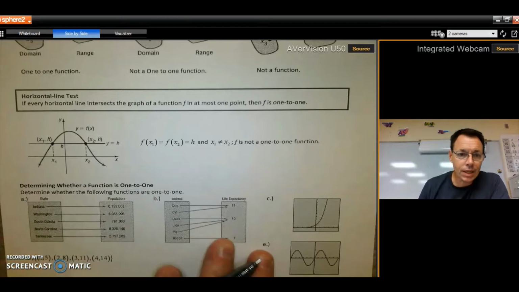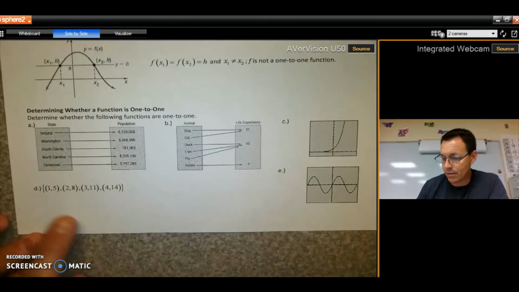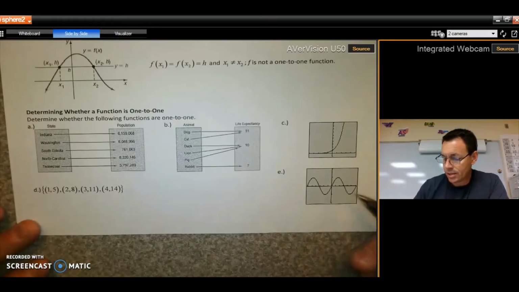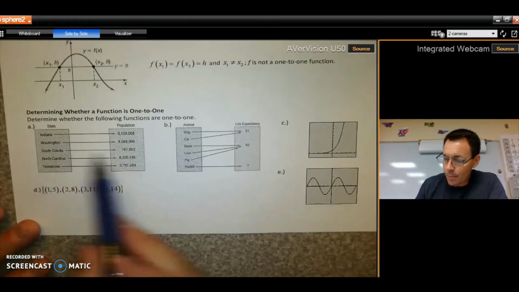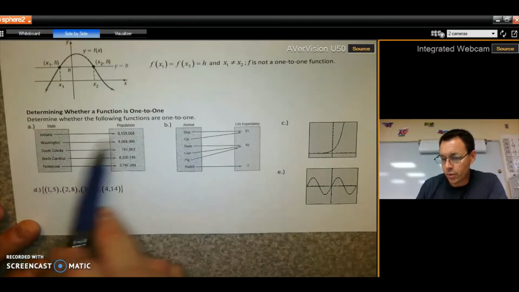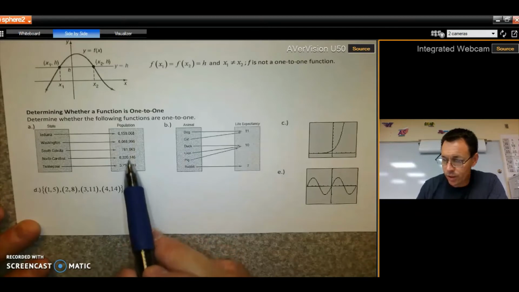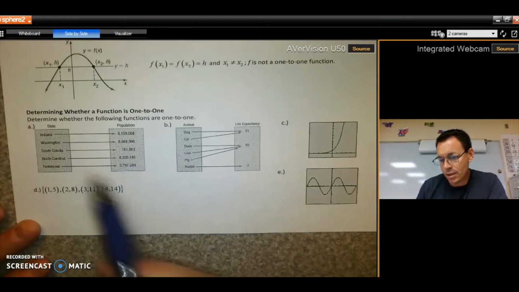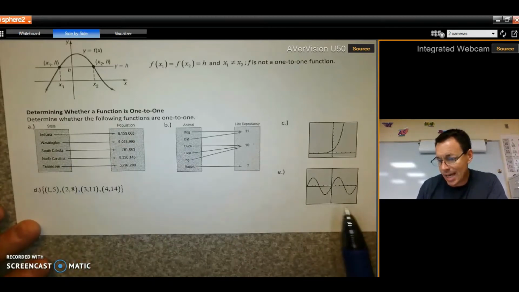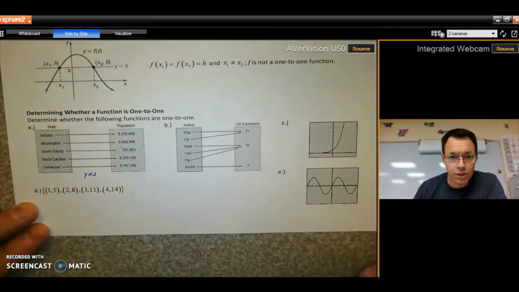Okay? Now, down here I've got some maps, I've got ordered pairs, I've got some graphs over here. So a mapping is pretty easy. Determine whether the following functions are one-to-one. Well, each state over here has one and only one unique population, and there's no states that have the exact same population, so yes, this would be a one-to-one function.